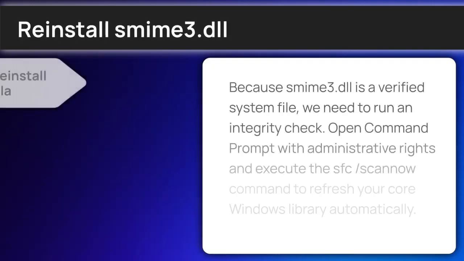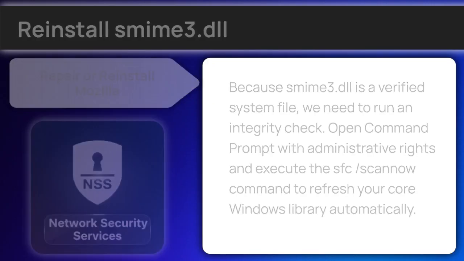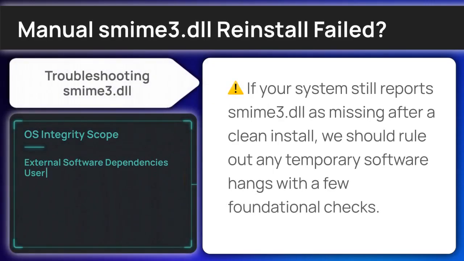Because smime3 Library DLL is a verified system file, we need to run an integrity check. Open command prompt with administrative rights and execute the sfc /scannow command to refresh your core Windows library automatically. If that initial setup didn't clear the pop-up, let's examine the specific initialization sequence assigned to your application's directory.